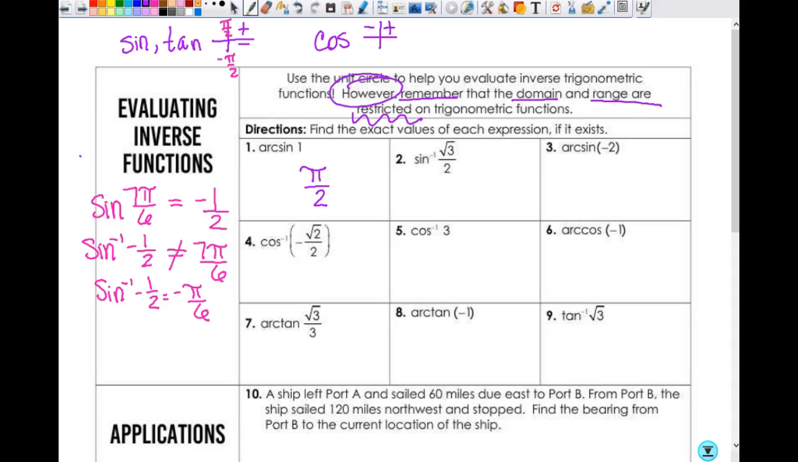Now number 2, the sine inverse of the square root of 3 over 2. Now remember, you can use the hand for this, because here's how I make sine square root of 3 over 2, yes? And so the sine inverse is what angle gives me a sine value of the square root of 3 over 2. What angle is that? Pi thirds. There you go. Same thing, but going the opposite way, okay? Arc sine of negative 2.